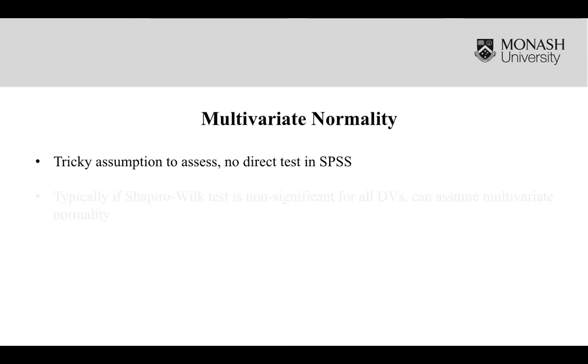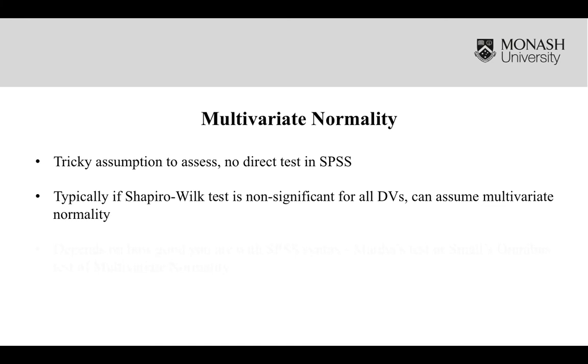Now the Shapiro-Wilk test is utilized for testing for univariate normality. But when you have more than one dependent variable, you need to check for multivariate normality. However, this is a really tricky assumption to actually assess because there's no direct test within SPSS. And it's typically assumed that if the Shapiro-Wilk test is non-significant for each of the dependent variables across each of the groups, you can basically assume there is multivariate normality.